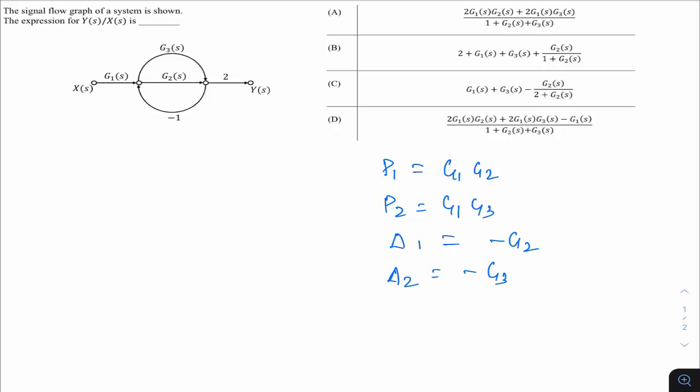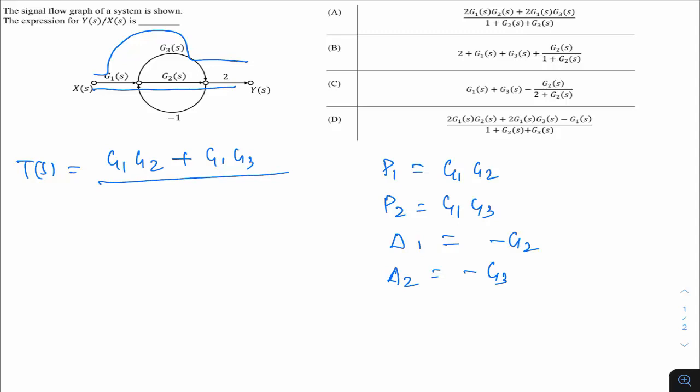Now if I say what is the transfer function T(s), the first path is basically G1, G2, for this one. To this, all the loops are touching, so you don't get any 1 minus delta term, so that will be equivalently 1. So you get G1, G2 plus, for the second path, this one, G1, G3. Again you don't get anything because for this particular path, all the loops are touching.